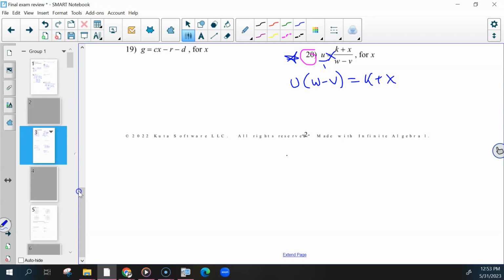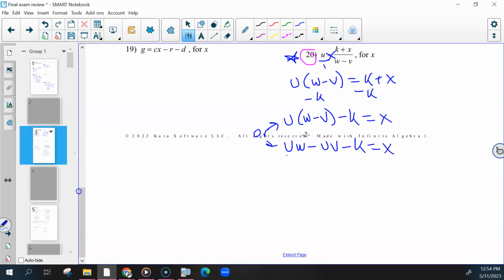And then this is similar to what we did before. How would we get x by itself? Minus k. So then you also have a choice. You can distribute the u, or you can leave it as is. Either one would be fine. You don't really need to distribute the u. There's not really a reason to do that.